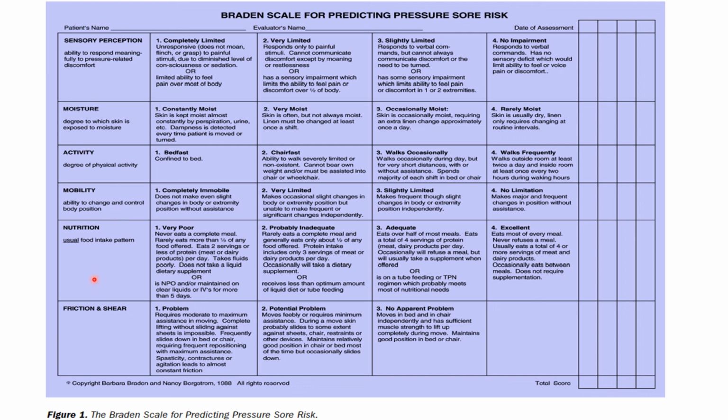Next is the nutrition, how the patient is taking meals. Are they taking enough protein or not? Then there's friction and shear. So this will assess that if we regularly need to boost the patient, there are chances that the patient will have a risk of developing a pressure ulcer from friction or shear.